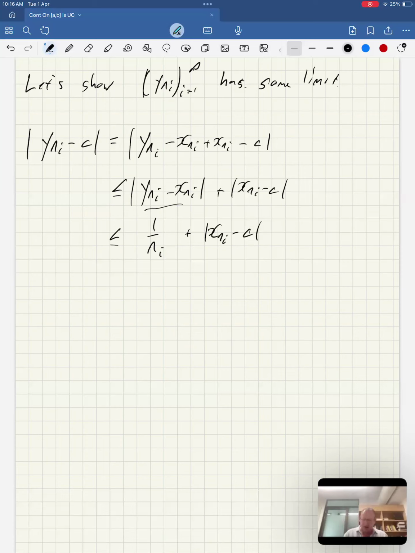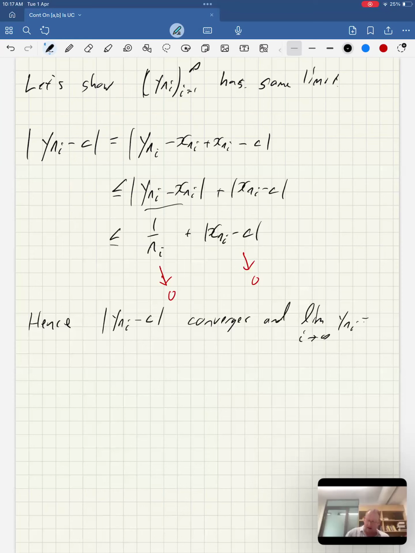Now, because x_n_i converges to x and x_n_i minus c converges to 0, and 1 on n_i converges to 0, then hence y_n_i minus c converges, and in particular the limit as i goes to infinity of y_n_i must be c.